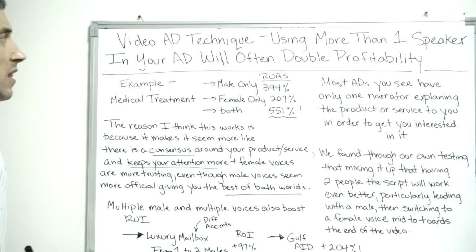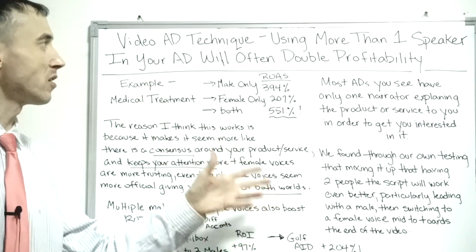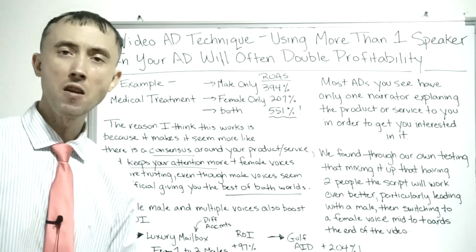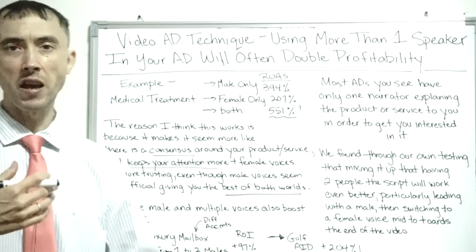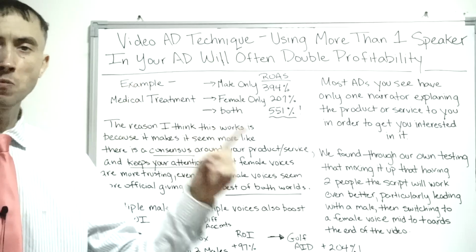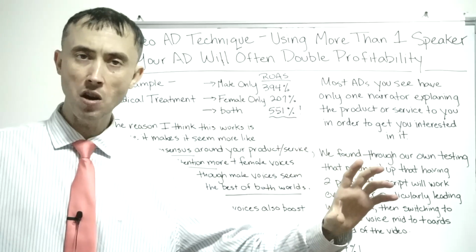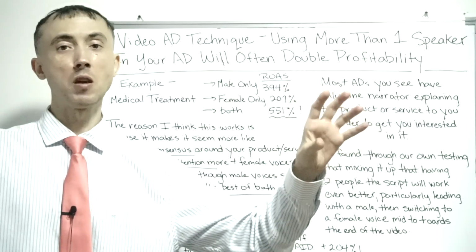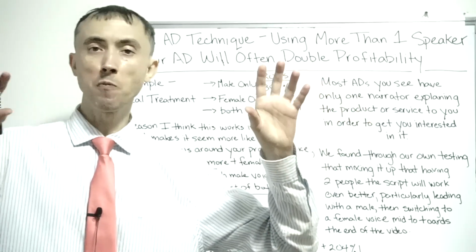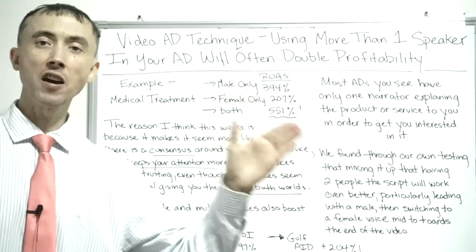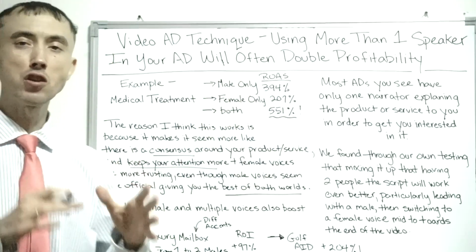So with that said, how this is done is you usually have a script on a video where a narrator explains the features and benefits of whatever product you're selling, and you use more than one speaker to read that script, sometimes 3, 4, 5 different speakers. You'll get by far more results, and that's the technique I'm talking about in today's video that will increase your video ad results.